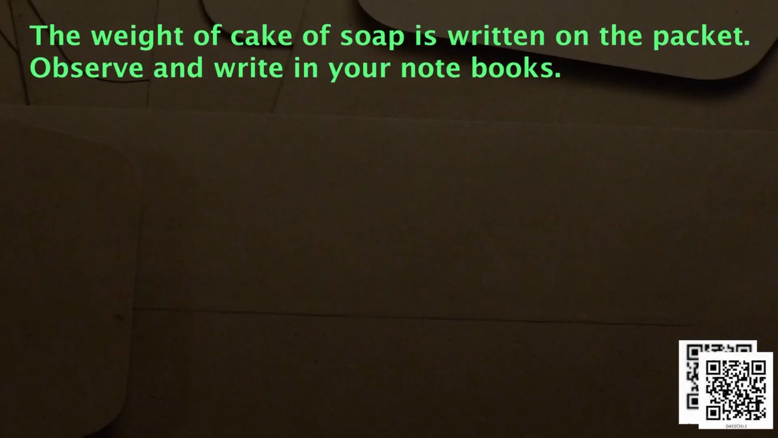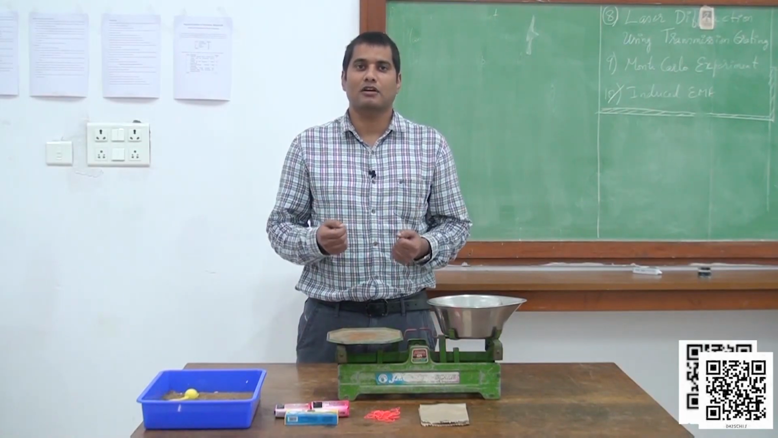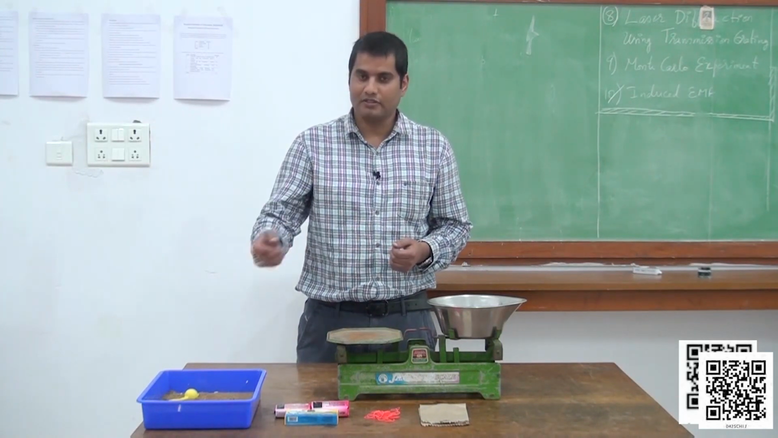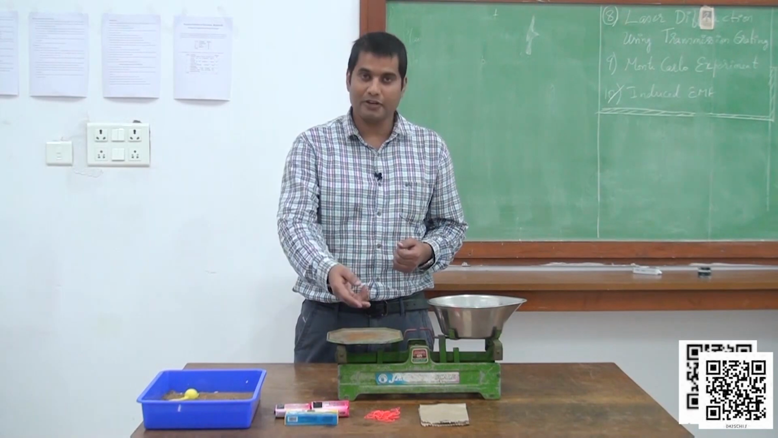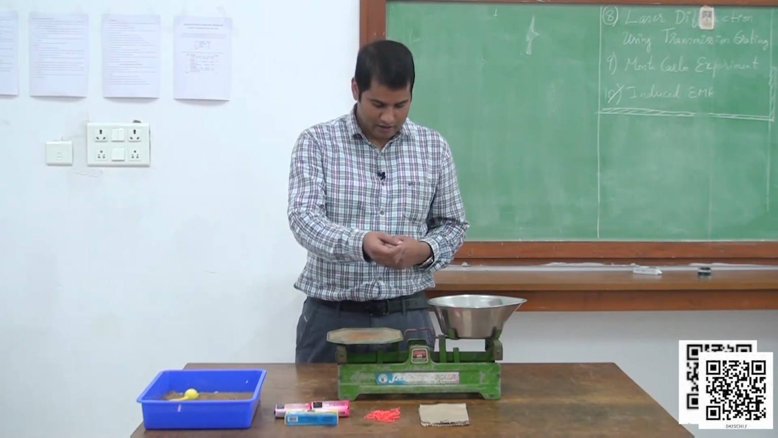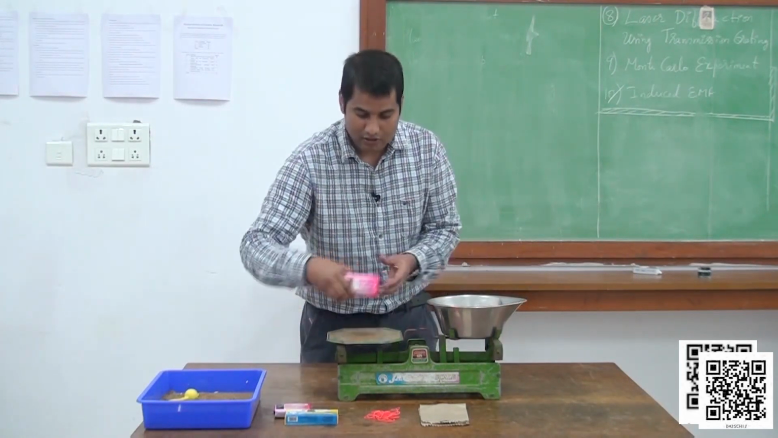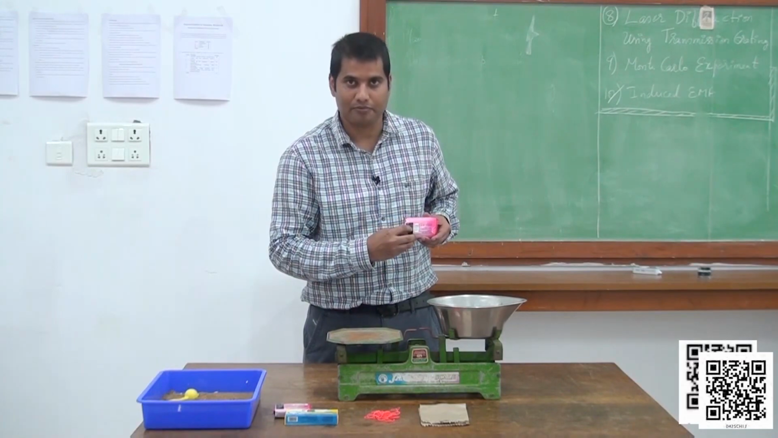Take a new cake of soap. The weight of the cake of soap is written on the packet. Observe and write in your notebooks. Dear students, let us now make our own weights using sand. For this we require sand, cakes of soap of different weights, rubber bands, paper packets and a balance. Note down the weight of the soap. It is 100 gram.